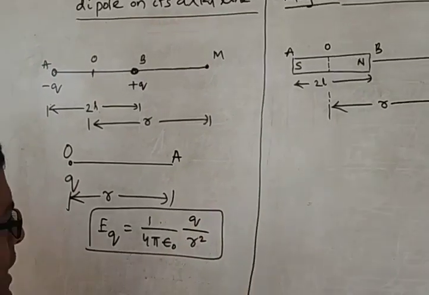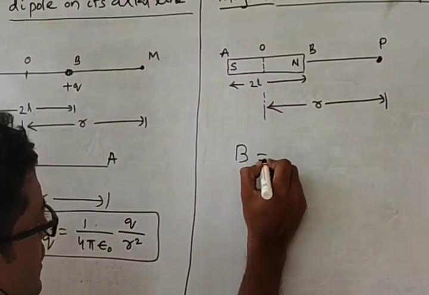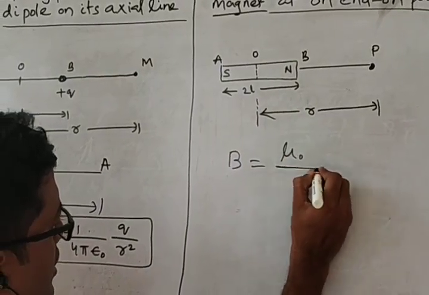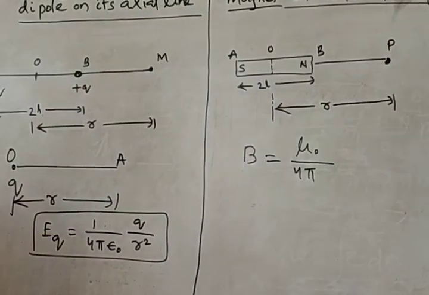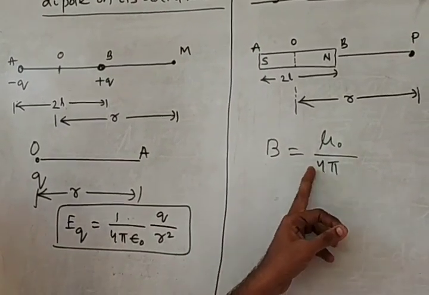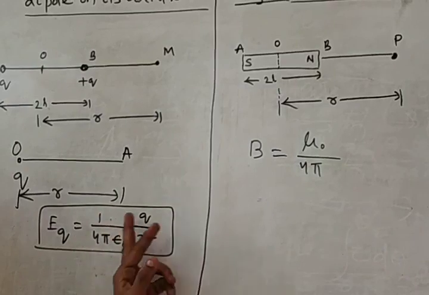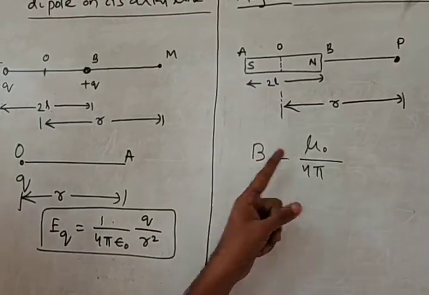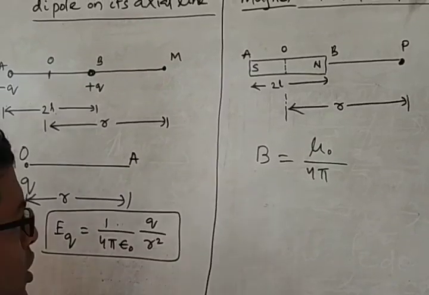Similarly, the magnetic field intensity at any point due to a north pole or south pole can be given as mu 0 by 4 pi. This is the same as your electric field. In the electric field, 1 by 4 pi epsilon 0 is used. In the magnetic field, mu 0 by 4 pi is used. Both of them are constants. Epsilon 0 is called the permittivity of free space, whereas mu 0 is called the permeability of free space.